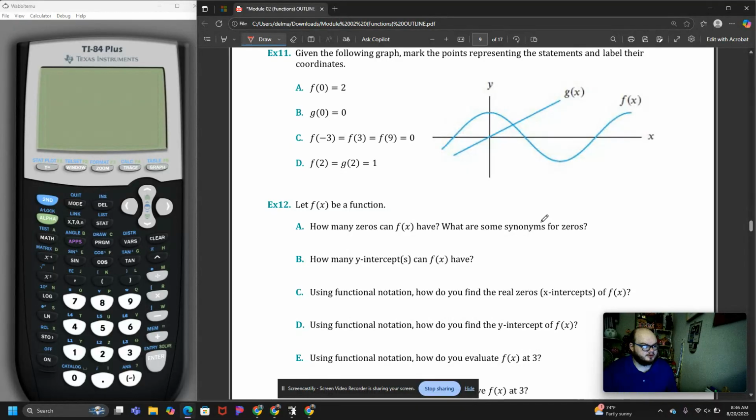Example 11. Given the following graph, mark the points representing the statements and label their coordinates. So f of 0 equals 2. That's going to be 0, comma 2, because this was on f. This one's on g. This is 0, 0 on g. That's right here.